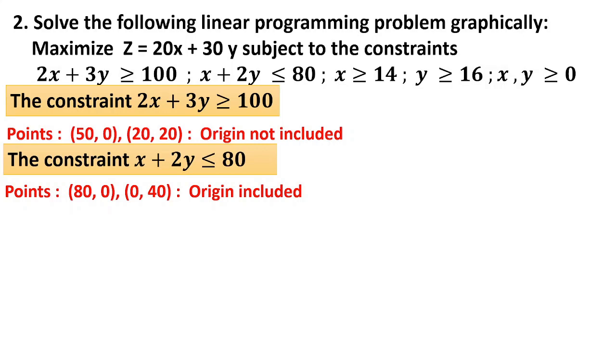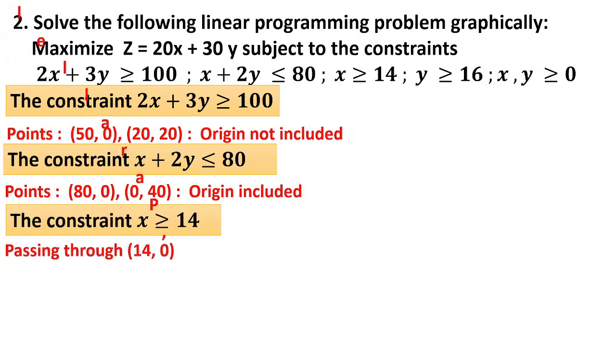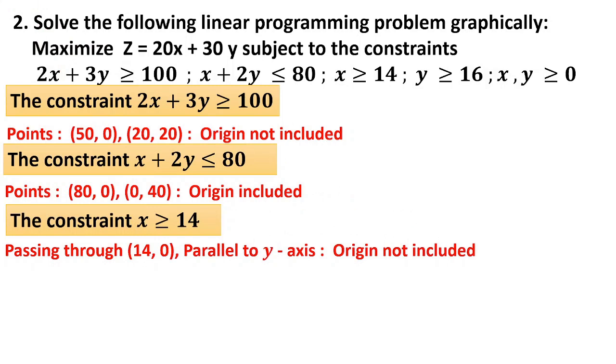The same idea I have applied. Here origin included because it is less than or equal to 80. Now the constraint is x greater than or equal to 14. What is it? It is a straight line passing through the point 14, 0 and parallel to y axis. Origin not included because x is greater than or equal to 14.